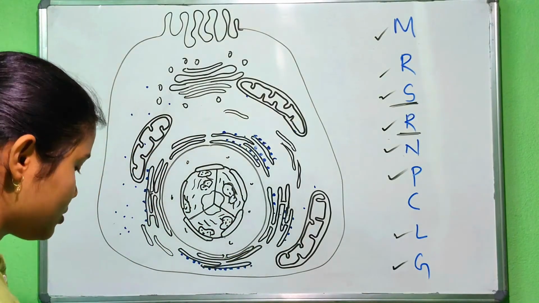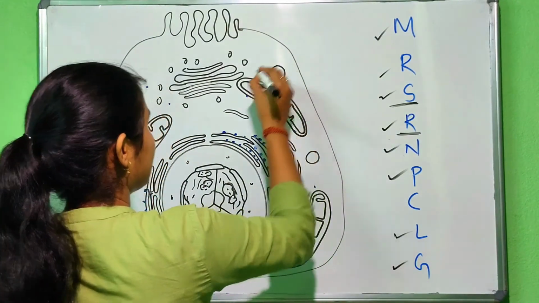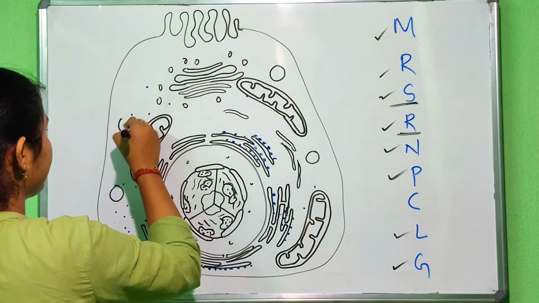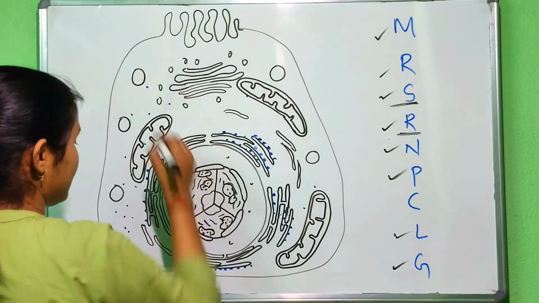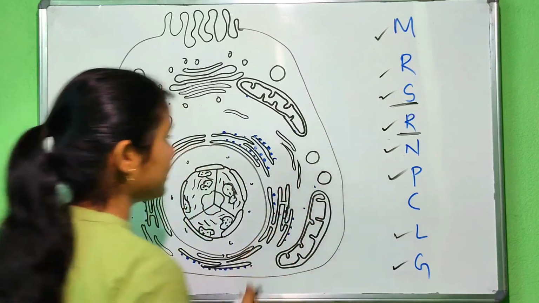Now come to lysosome. So what are lysosomes? These are small rounded structures present in the cell. It is also present in the animal cell. Plant cell, we have drawn that.